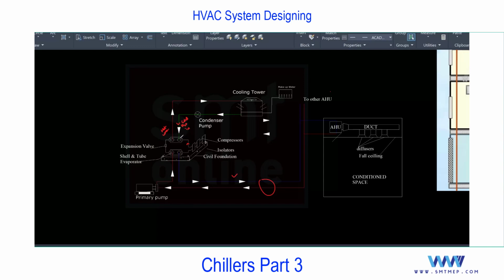I'm not saying chill water. Chill water you'll find on this side. Here is the cold water, which you can get from the cooling tower. So cold water comes in and extracts the heat from the refrigerant.